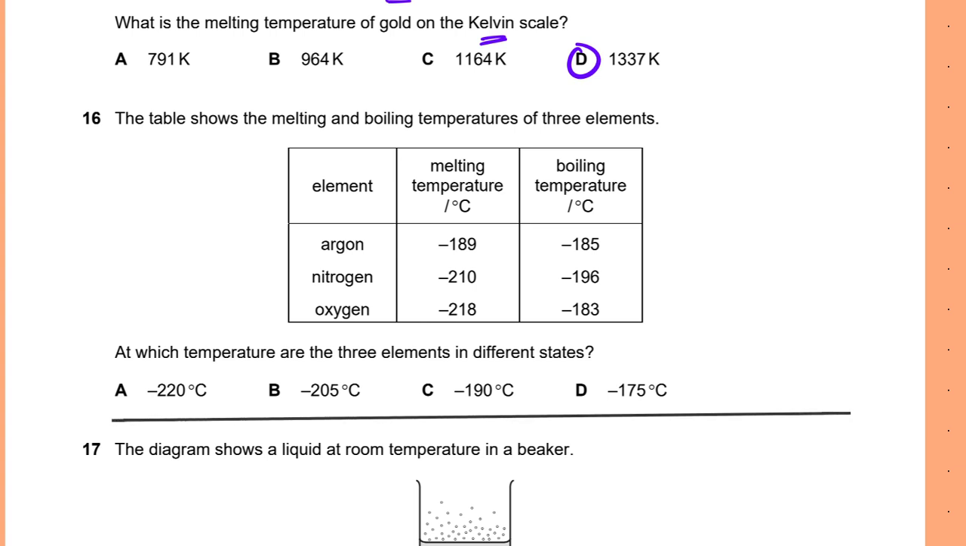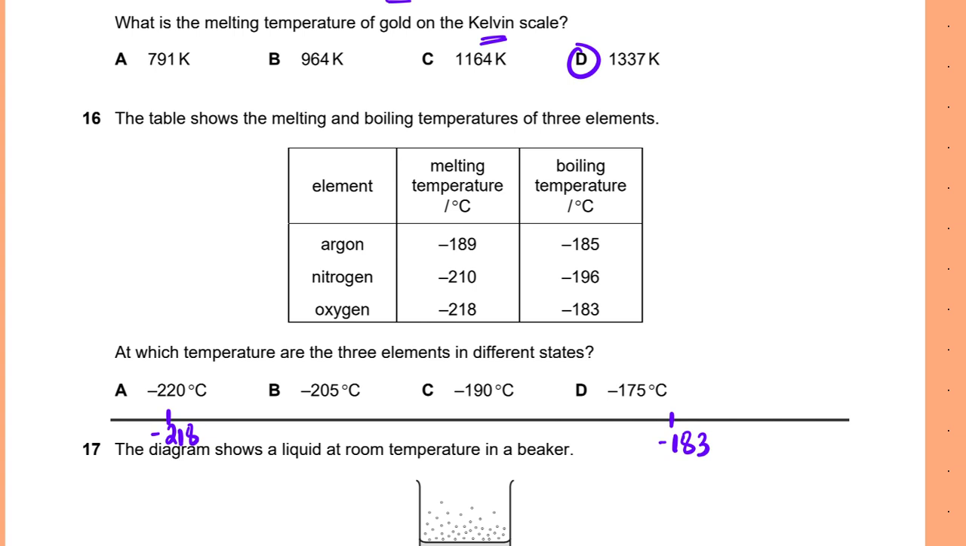On this line, let me mark for the different objects their melting and boiling points. So the least temperature that we have is minus 218. So at minus 218, oxygen melts into a liquid, and then at minus 183 it boils.